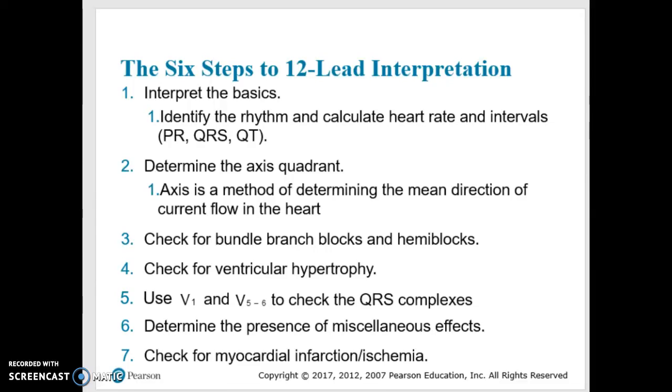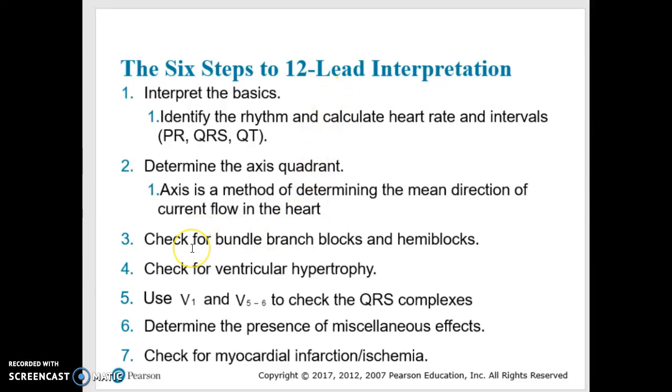Moving on to number 2, we're going to determine the axis quadrant. This is step number 2. And in this chapter, we're going to learn how to do that. I'm going to go over that further in just a little bit. But step 2 is determining the axis quadrant. The axis is a method of determining the mean direction of the current flow in the heart. Determine, is this normal or not? That is the question, and I will go into in just a little bit showing you guys how to do that. But for right now, step 2 is determining the axis quadrant. That is step 2 of 12-lead EKG interpretation.